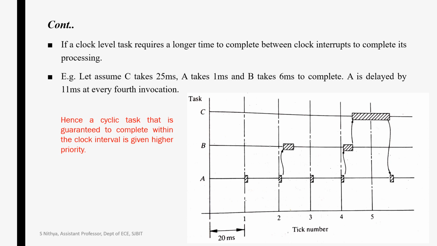Task A is delayed by 11 milliseconds at every fourth invocation. So the cyclic task that is guaranteed to complete within the clock interval is given the high priority. As you can see here, task A takes 1 millisecond to complete the process, each and every cycle, and then task C takes 25 milliseconds of time to execute.